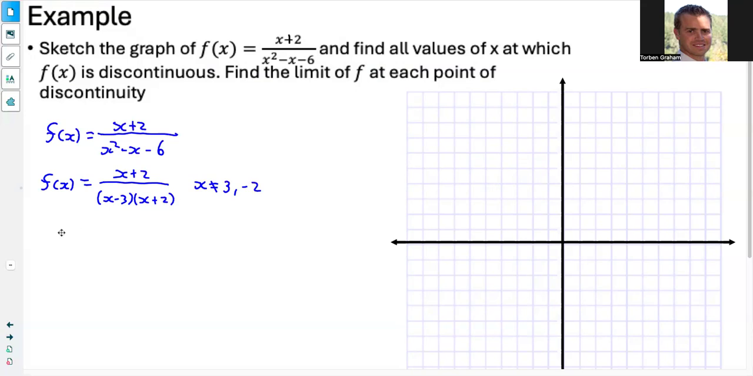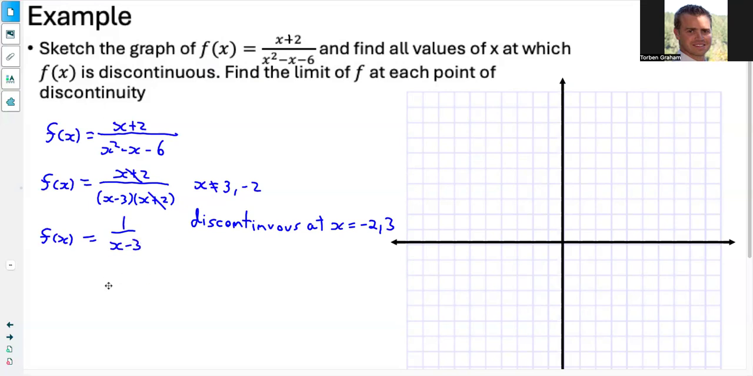So we can say it's discontinuous at x equals negative 2 as well as 3. Now, we can see that this cancels. So essentially, we've got f of x equals 1 over x minus 3.